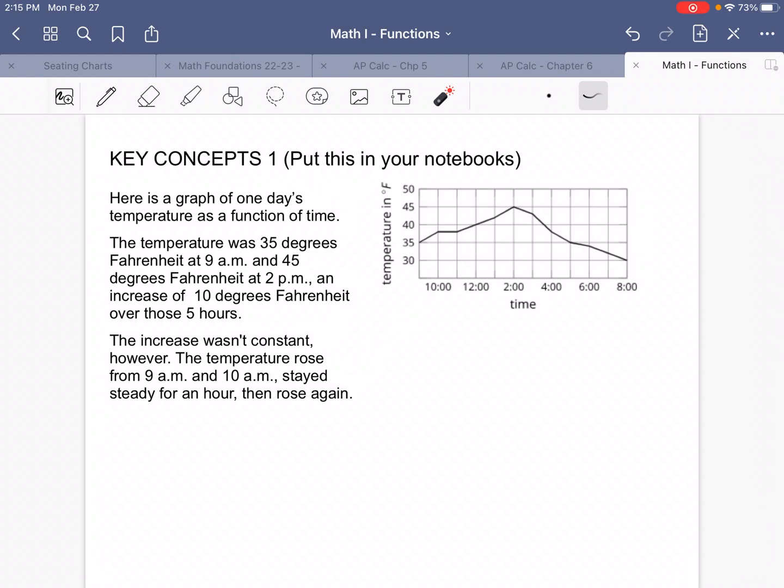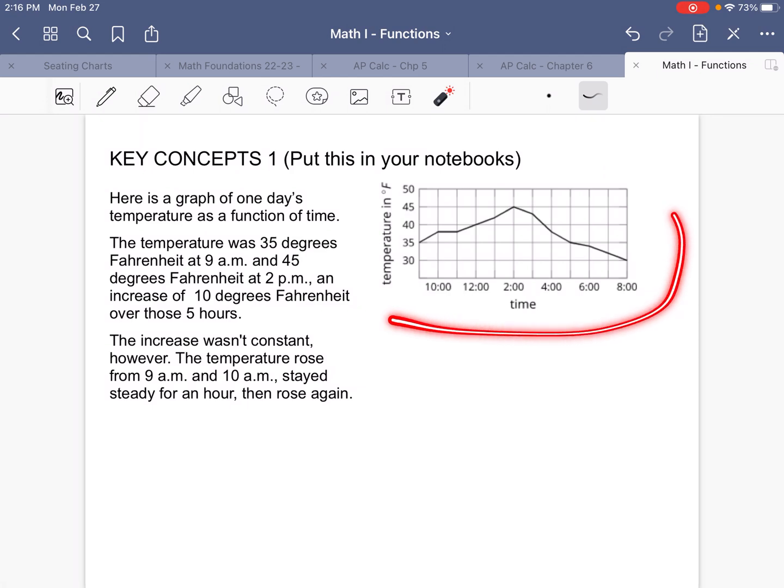So here are the key concepts and some cool down guidance from day 8, using graphs to find average rates of change. The cool down is called population of a city.